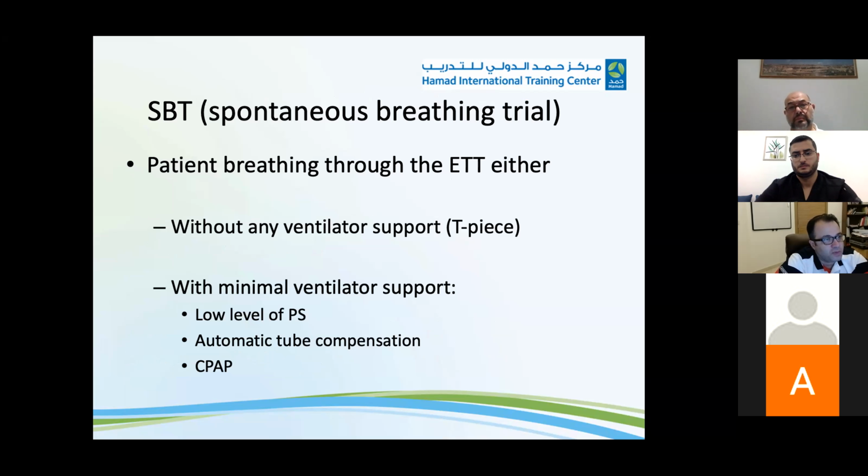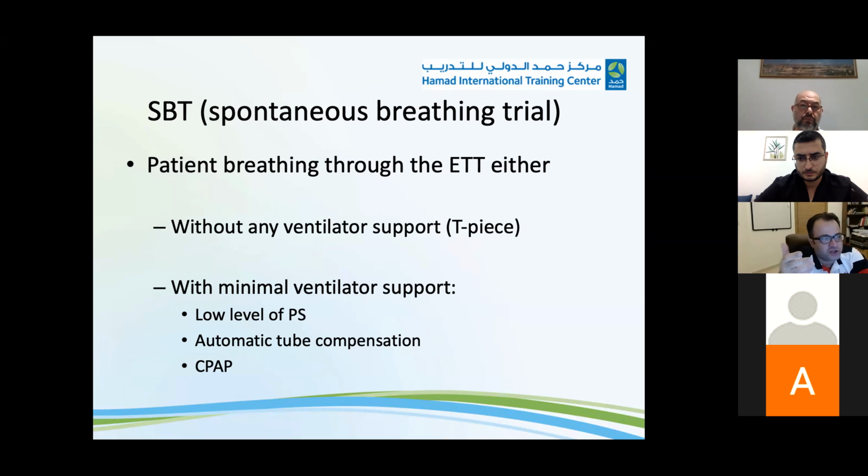So if the patient is breathing through the ET tube, you can use the T-piece, as you said, and that's without any ventilator support. So you can just connect the patient to a T-piece circuit. Or sometimes some clinicians will just decrease pressure support to 0 and PEEP to 0. They call it ZEEP. And sometimes we keep some PEEP of 5, for example, and we stop the pressure support.